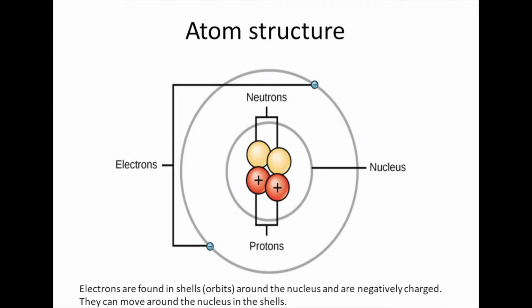We've got the nucleus. Outside the nucleus, we've got a shell. In the shells are electrons, and they can move around in an orbit, like planets orbit the sun. And inside the nucleus are neutrons and protons. And these numbers of protons, neutrons and electrons will differ with different elements.